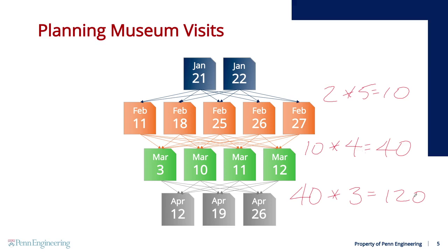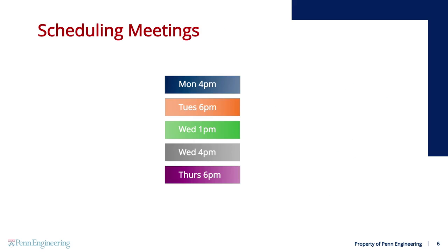In this case, I can look at all 120 combinations and find the one that allows me to see the most exhibits. That seems like a lot of combinations to consider, but I know it will work because if I consider all possible solutions, then one of them must be best. Here's another problem related to scheduling, and again, what we're interested in is determining the number of possible solutions.